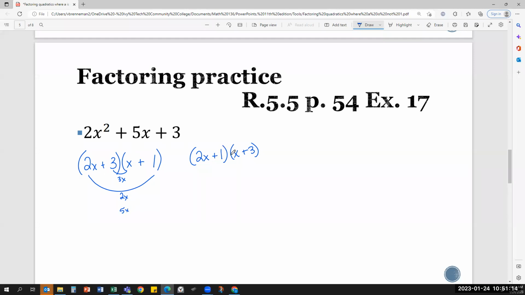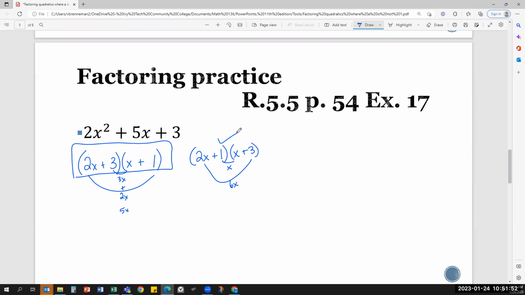If I had first tried the 2x plus 1 times x plus 3, I would get x for the inside and 6x for the outside. And if one of those needed to be negative, that's the one that would work. So if it was a minus 3 instead of a plus 3, then that would be the one needed instead. But because they're all positive, they're being added together, then the 2x plus 3 times x plus 1 is the one that checks out.